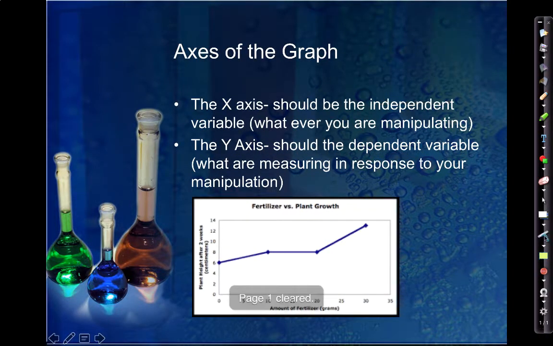Now, for the axes of your graph, your x-axis should be the independent variable, so it's whatever you are changing in your experiment. The y-axis should be the dependent variable, so what are you measuring in response to whatever you changed throughout your experiment?